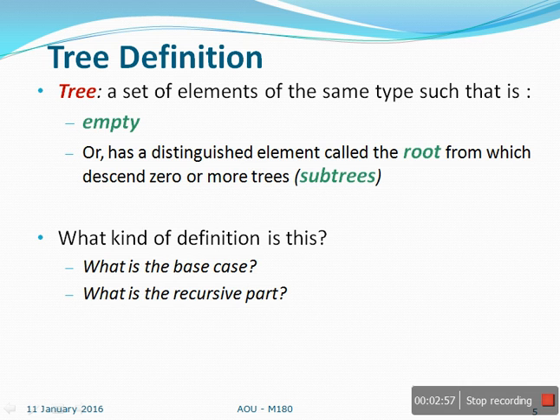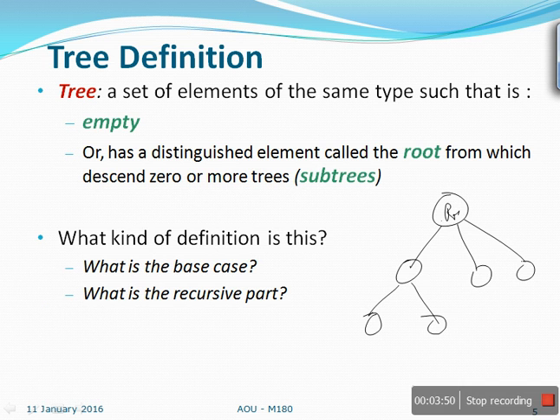So let us look at a formal definition of a tree: a set of elements of the same type such that either it is empty or it has a distinguished element called a root, from where the tree starts and from which descend zero or more trees, which form the subtrees. For example, R is a root element. Either it is empty, a data structure without any elements, or it has a root and some subtrees.